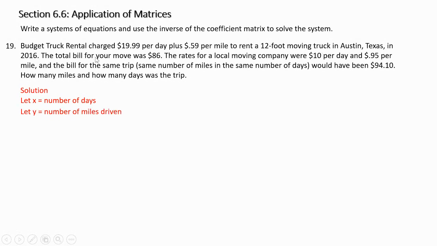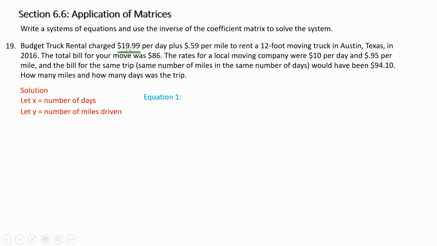Okay, now let me continue. The total bill for your move was $86. The rates for a local moving company were $10 per day and 95 cents per mile, and the bill for the same trip would have been $94.10, which is about $8.10 more. So this is equation 1.